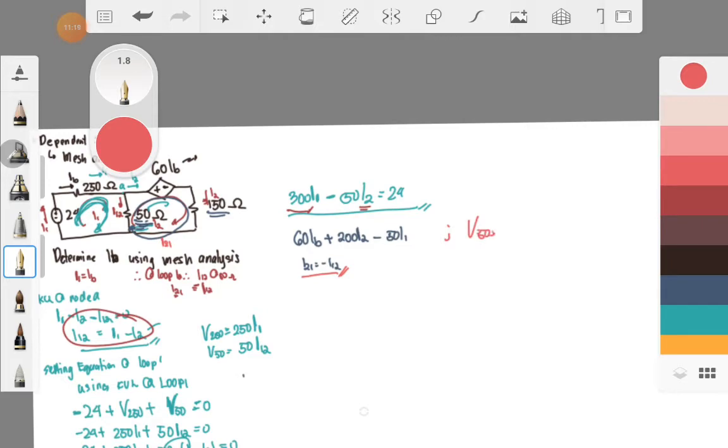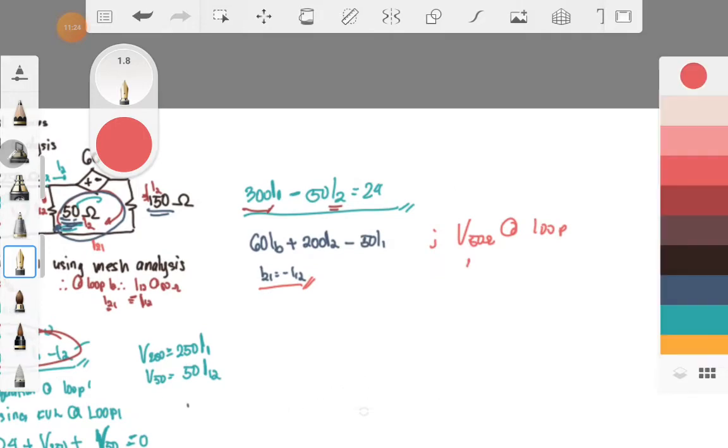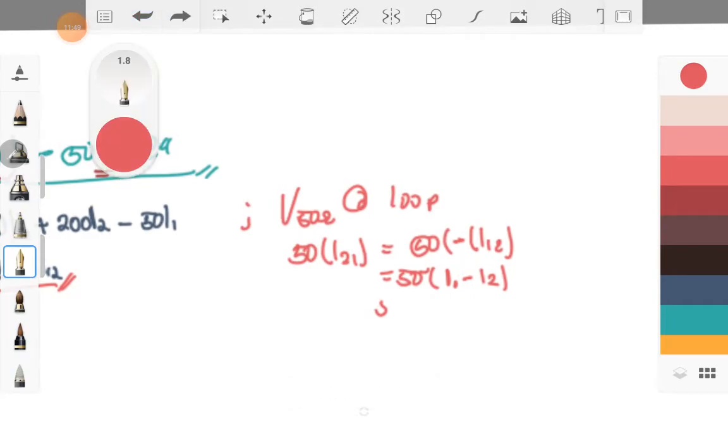So magiging voltage at 50 ohm mo at loop 2 will be equal to 50 multiplied by I21, which is equal to 50 multiplied by negative I12. Our negative I12 is I1 minus I2, so negative niya. So we have 50 multiplied by I2 minus I1.